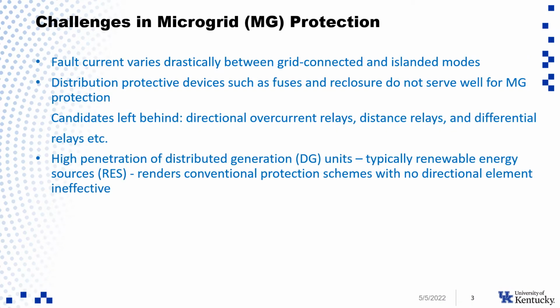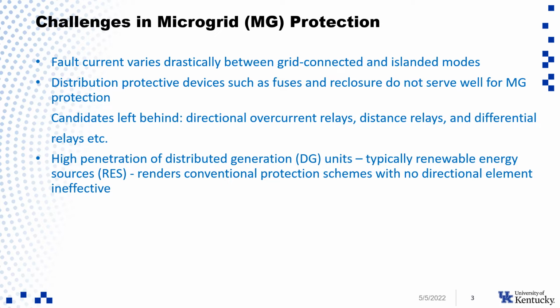So let us have a look at the challenges in microgrid protection, in particular how microgrid protection poses different challenges from those in the legacy grid protection. First of all, the fault current in the microgrid varies drastically between grid connected and islanded modes. The principal reason is that the equivalent impedance changes when the mode of operation of an MG is switched from grid connected mode to islanded mode and vice versa.